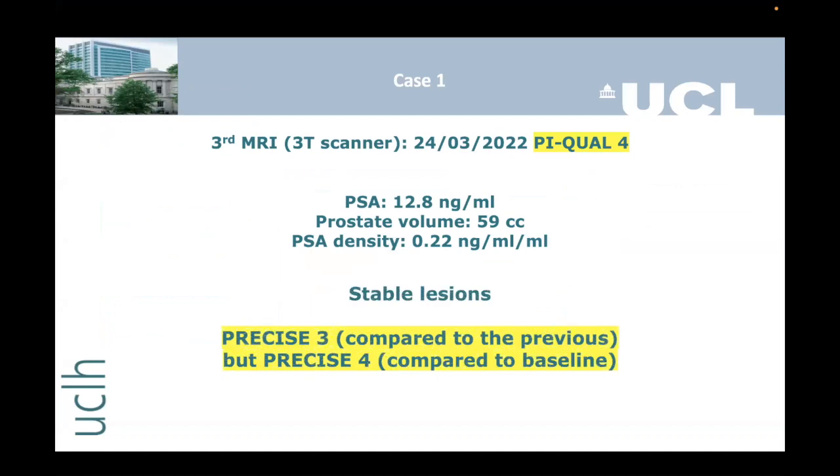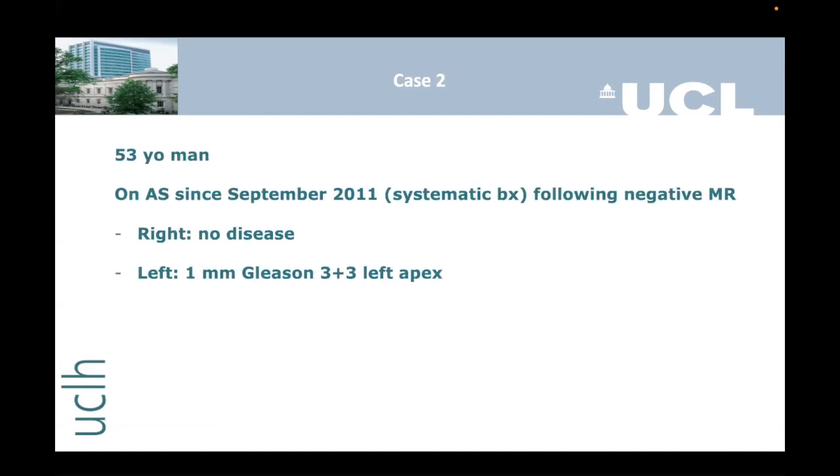So stable lesions, but again, there has been radiological progression because we always have to compare our scan with a baseline. So at the end, we offered this patient radical prostatectomy, and the patient opted for radical prostatectomy, but he has not been operated yet. So this was the first case.